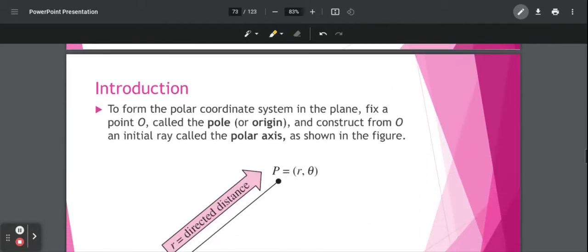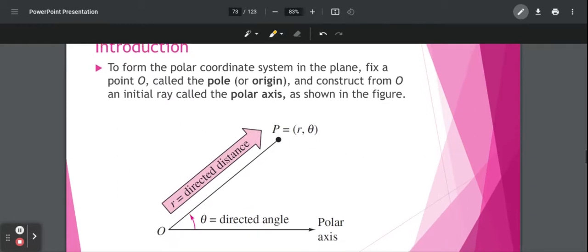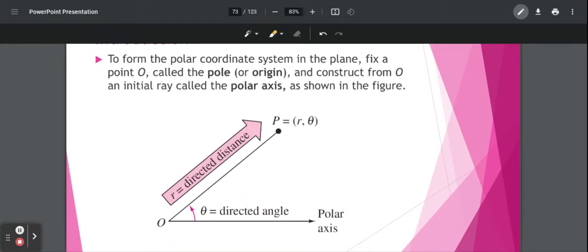So to form the polar coordinate system of a plane, we fix a point O, called the pole, which is also called the origin. So this point right here is always the origin, and we construct from O an initial ray called the polar axis, as shown in the figure. So if you were to rotate around the axis for some distance, this line we would say is r, which is really like the radius of your circle.